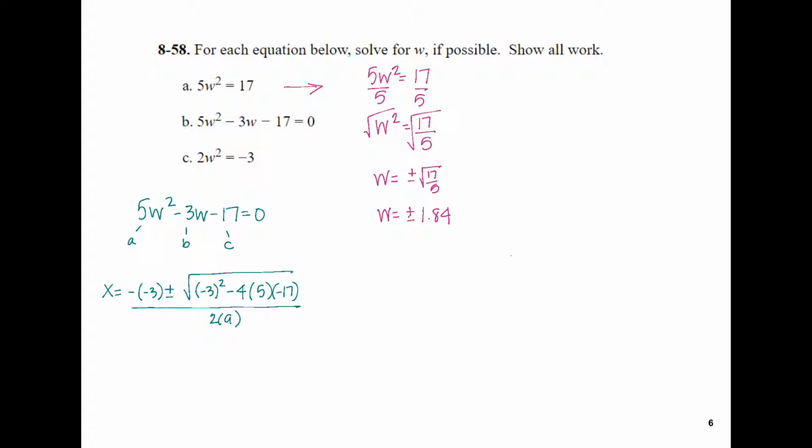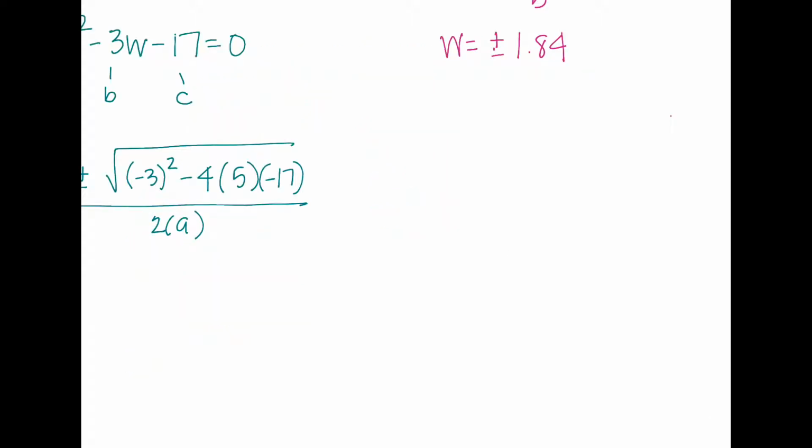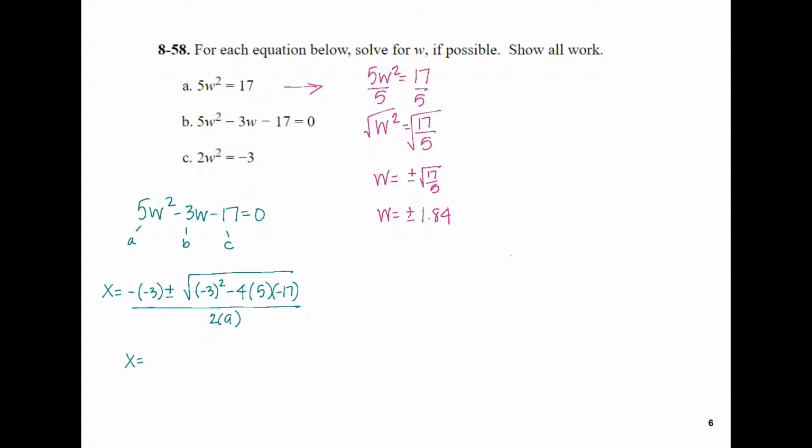And when we type this into our calculator and simplify, we get x is equal to 2.17, or x is equal to negative 1.57. So make sure when you work that out that you accommodate for the positive and then the negative to get your two answers.